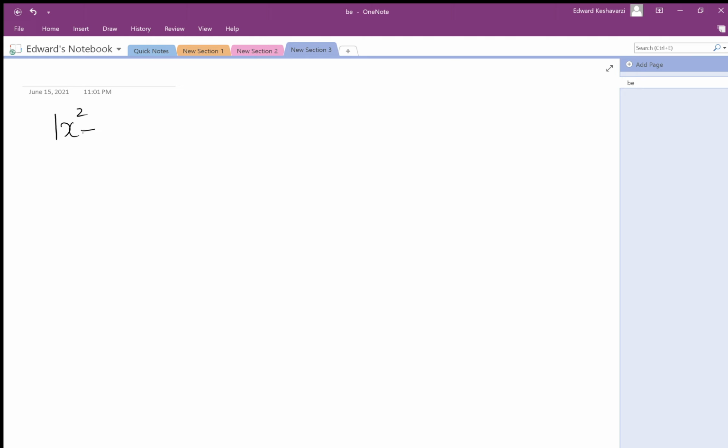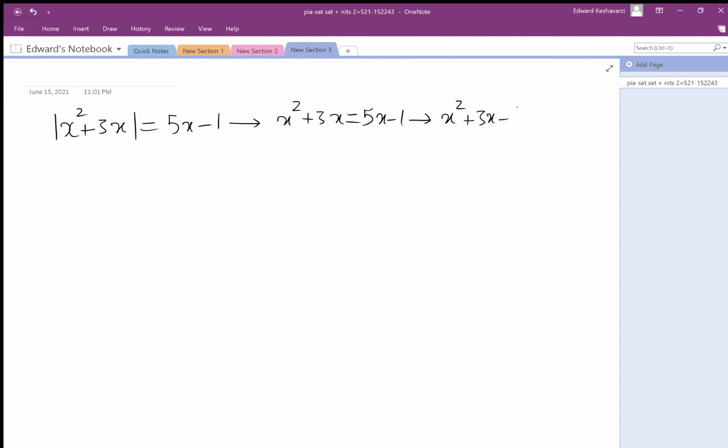So, absolute value of x squared plus 3x equals 5x minus 1. Okay, quickly, case number 1 would be x squared plus 3x equals 5x minus 1. X squared plus 3x minus 5x plus 1 equals 0. I moved everything to the left side. Therefore, x squared minus 2x plus 1 equals 0.